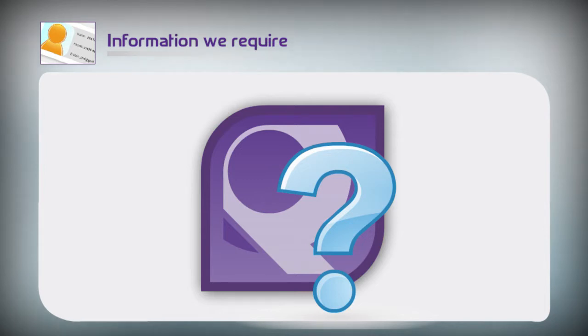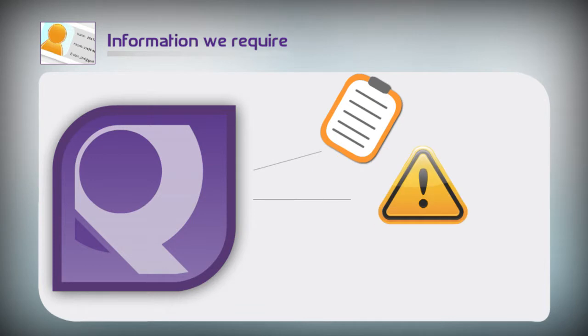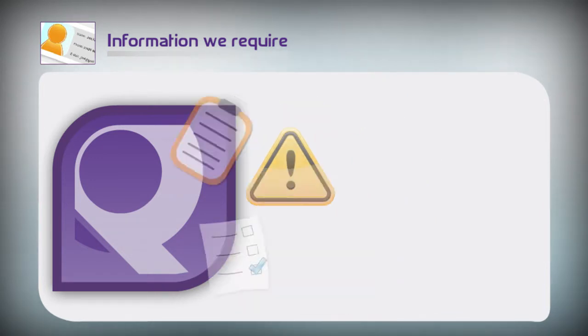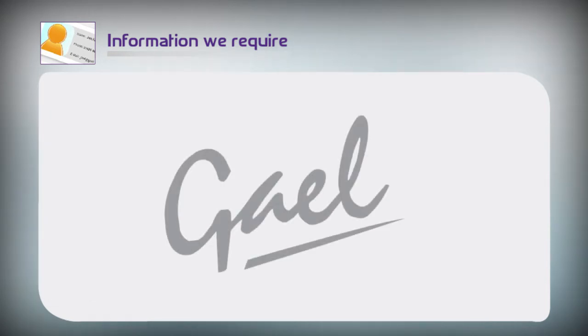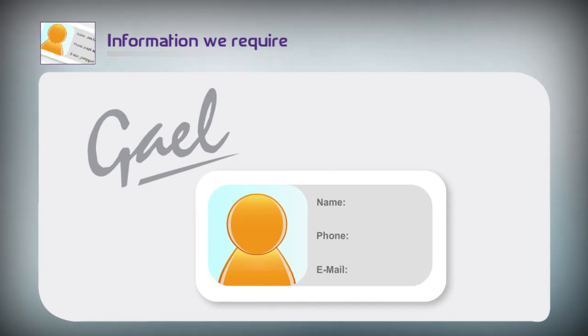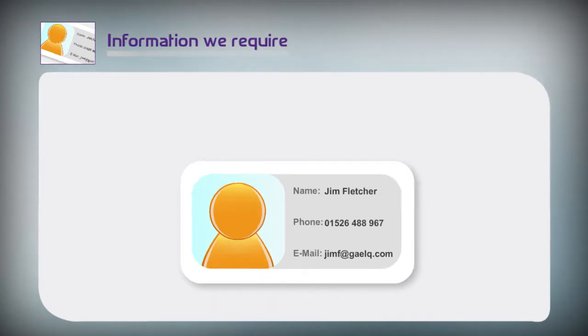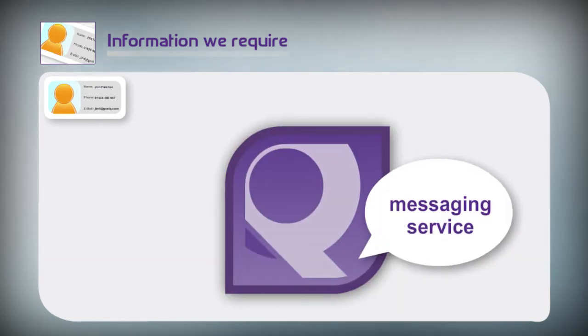So what is QPulse? QPulse is a compliance management system that lets you control documents, manage non-conformances and incidents, perform audits and much more. If Gale will be performing the installation for you, you'll need to supply us with the following information. Firstly, we'll need your contact details, including a phone number and email address for a member of your IT team. To keep your users informed about the work they need to do, QPulse uses a messaging service.